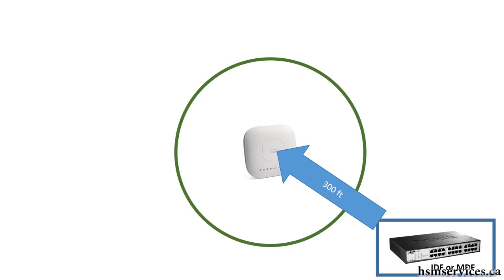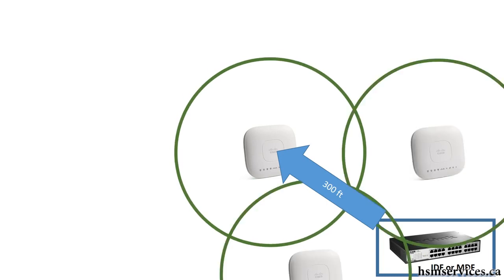So let's look at this in more detail. Let's say we've got our IDF or MDF down here in the corner, and this is, we can say, 300 feet, so that's a maximum distance we can install an access point. So if we put an access point here, this green circle is a coverage area of that cell, and that's pretty much all the coverage we can get. So we had some overlapping access points here and here, and now we've covered this area with Wi-Fi. But what about here? Where's our Wi-Fi here?